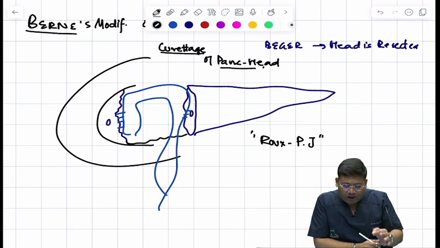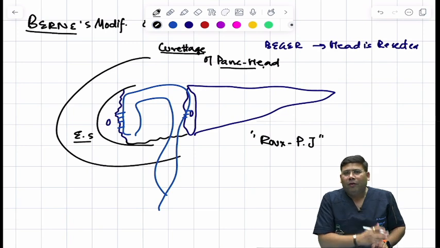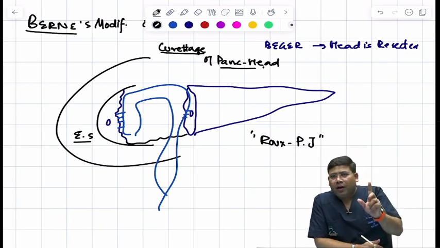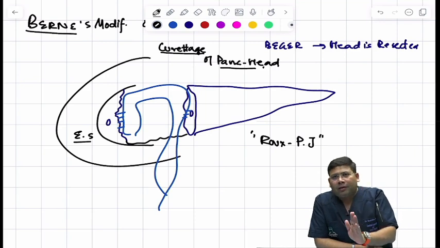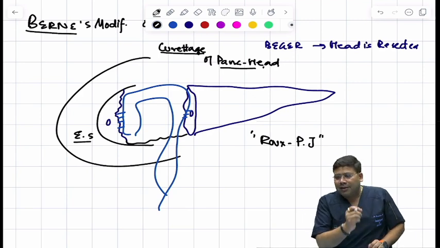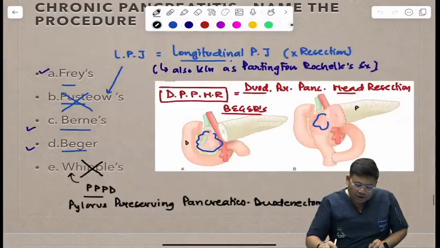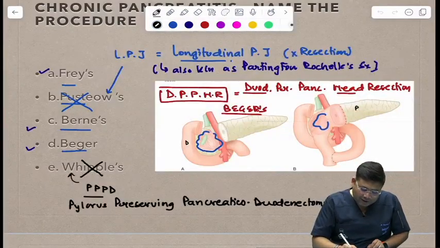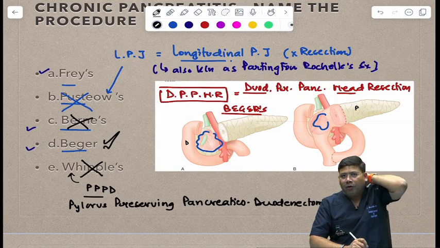This is very important. ये हो गई end to side, this is end to side Roux-en-Y hepaticojejunostomy. So Frey में सिर्फ head mass निकालते हैं, Beger में head को निकालते हैं, Bern में head को पूरा resect नहीं करते हैं, you curette the entire head. Is this clear to everyone or no? So this is the answer, that why it is not Bern, why it is not Bern, it is Beger. Is this clear to everyone or no?